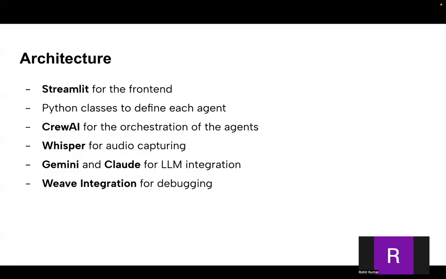We also used Weave integration. Weave has its own website, and you can use the Weave library to connect to your agents. When you're trying to debug your agents, like if one agent is not talking to another agent, Weave will show you logs and help with observability. We had the integration, but it was mostly for debugging purposes.